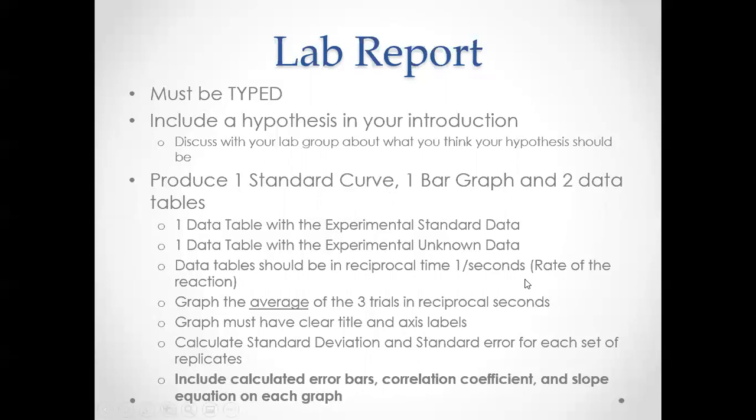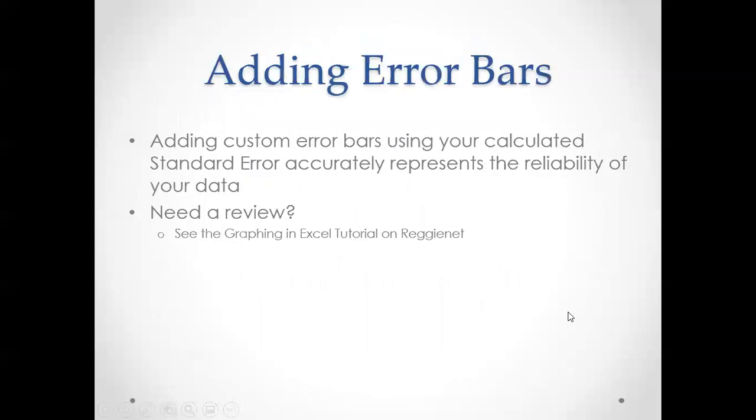The standard curve produced should include error bars, the correlation coefficient, which is the r-squared value, and the slope of the equation of the trend line on each graph. The bar graph should include error bars, as well as a title and axes labels. Please see the standard curve tutorial if you need a refresher on how to make a standard curve. You'll be expected to add error bars on your standard curve and bar graph. Please see the graphing in Excel tutorial on ReggieNet for a review on how to add and customize your error bars.